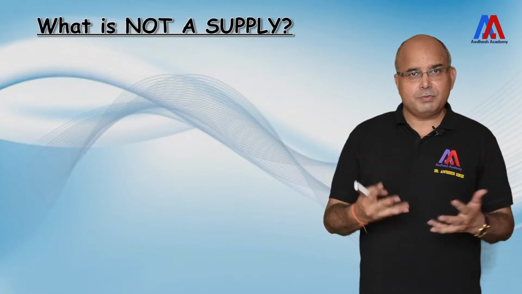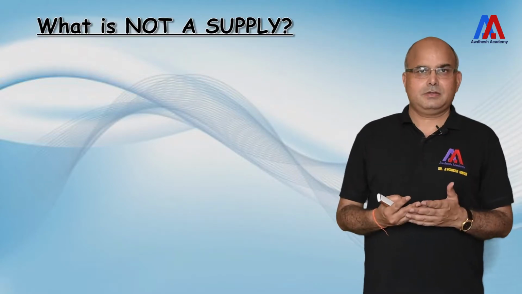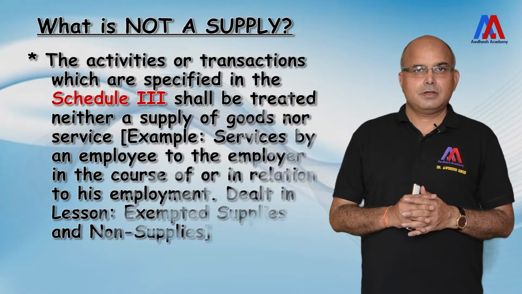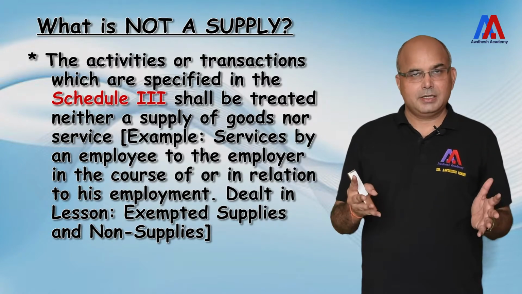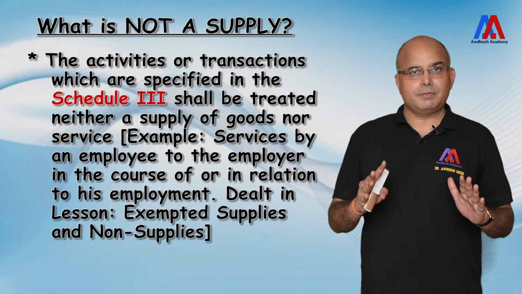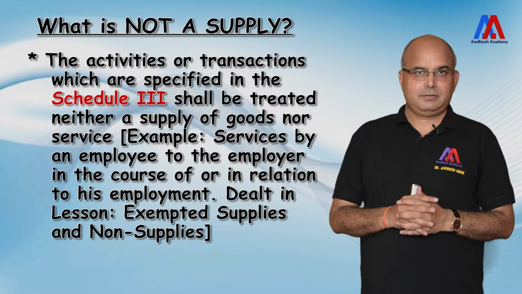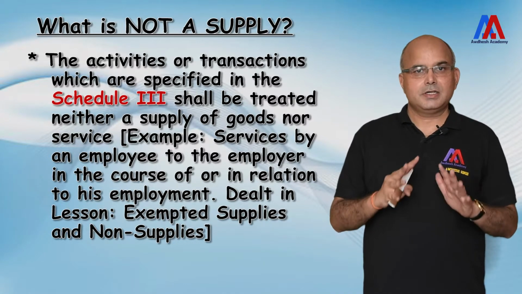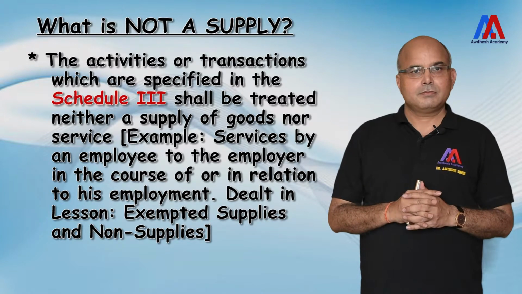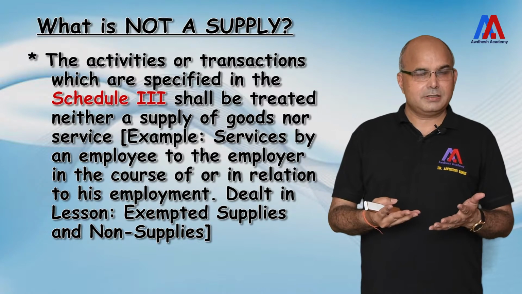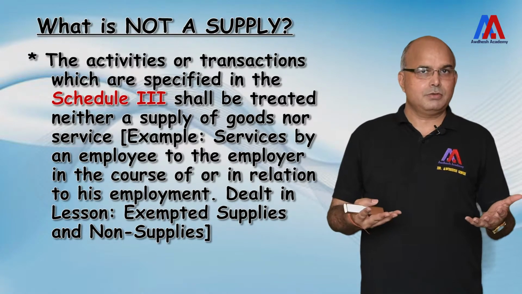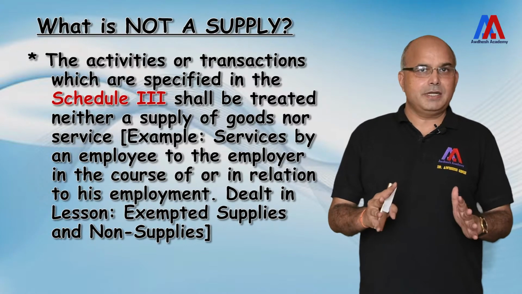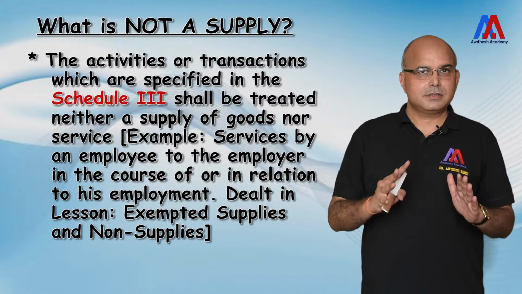The government has also provided a list of activities which will not amount to supply even though all the conditions of supply are actually satisfied. So they have given a list in Schedule 3. Now these activities are not chargeable to GST even though they are meeting all the conditions of the supply.